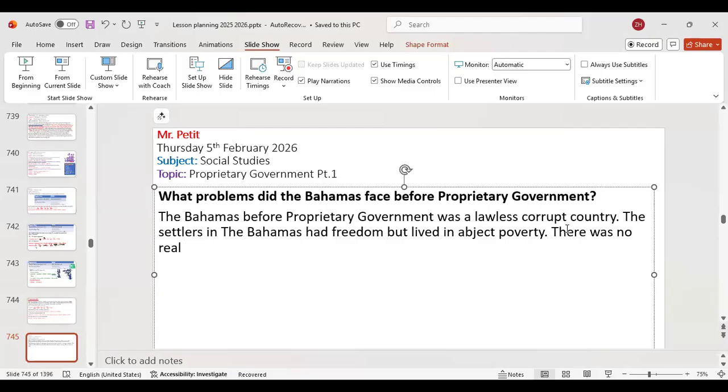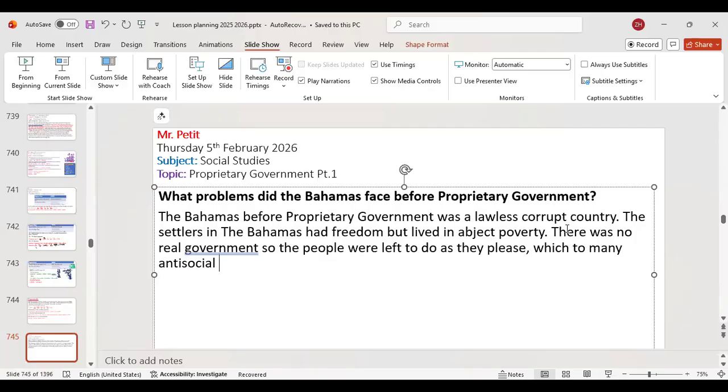There was no real government, right? So the people were what? Left to do as they what? Please. Which led to what? Was it chaos, or do you think it was stability? Chaos. Very good. Which led to many antisocial behaviors.